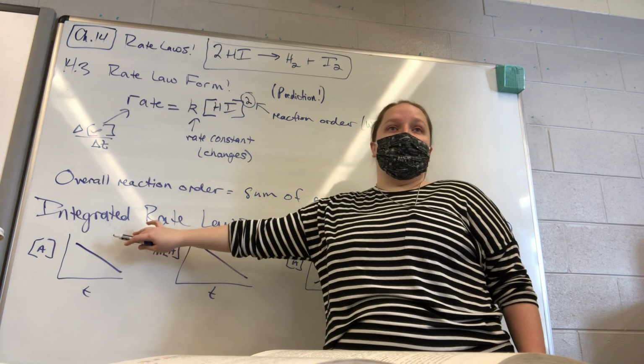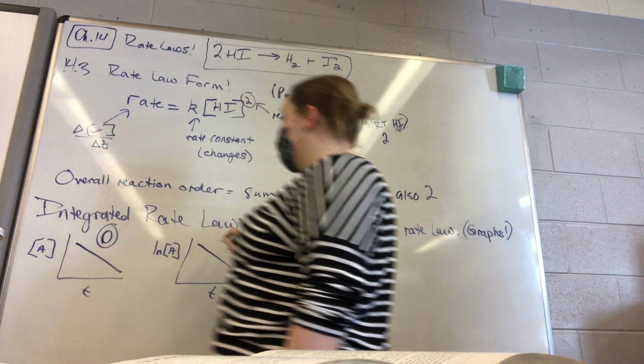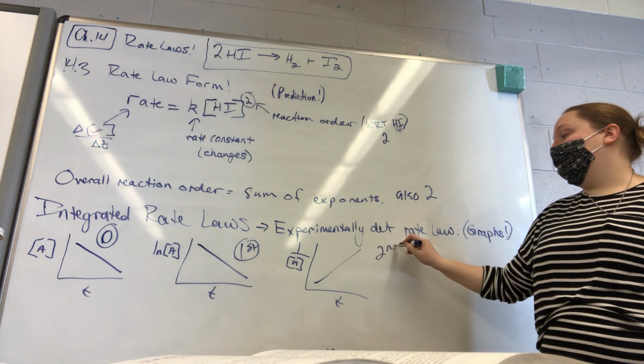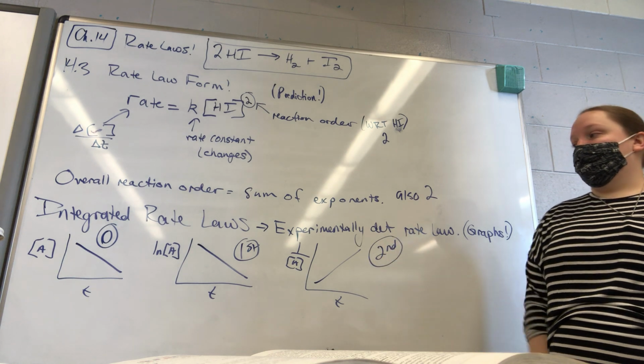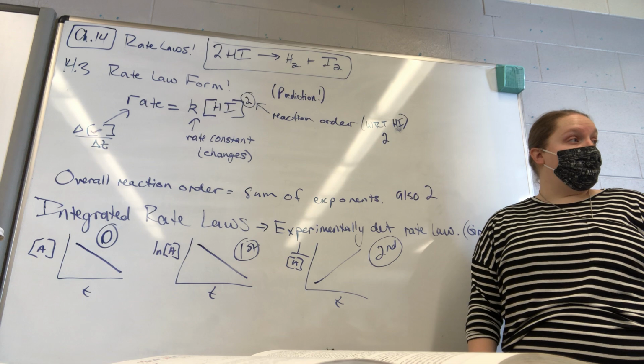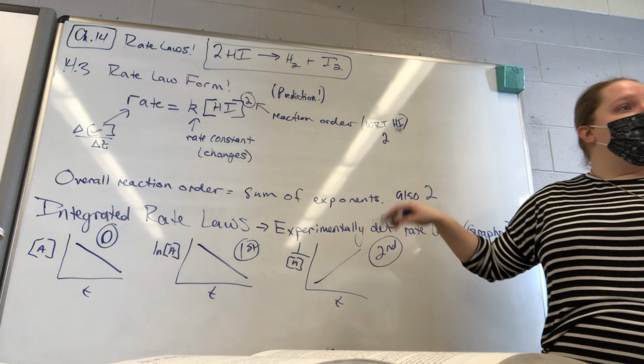What's this one's order? Does anybody remember? This is 0. This one's first. And this is second. So in order to determine the order, you're basically just looking at the graph to determine which one has the linear relationship. It's whatever is closest to 1, right?